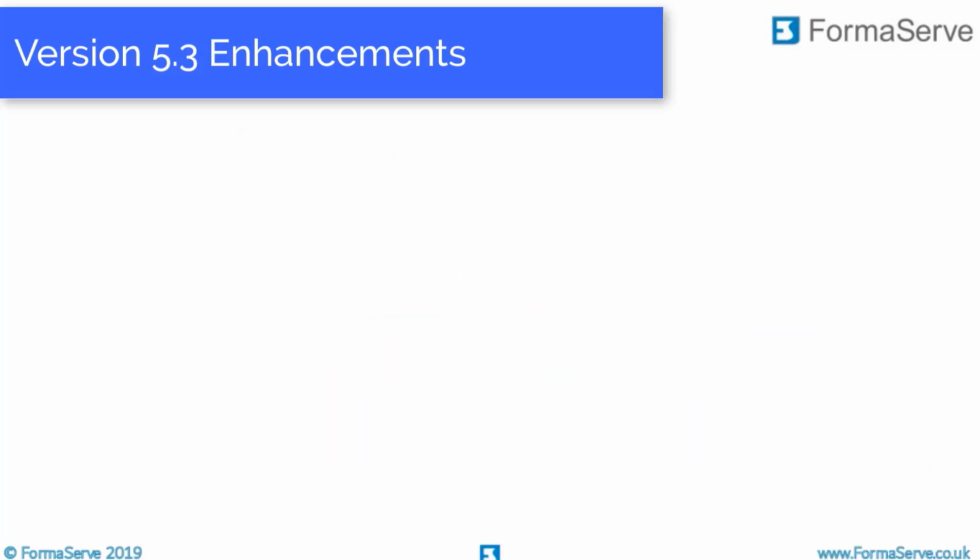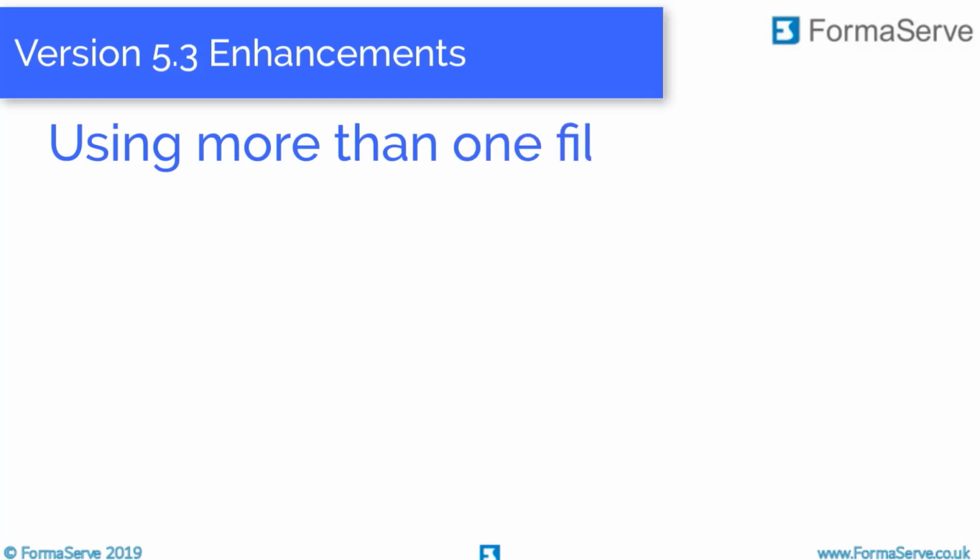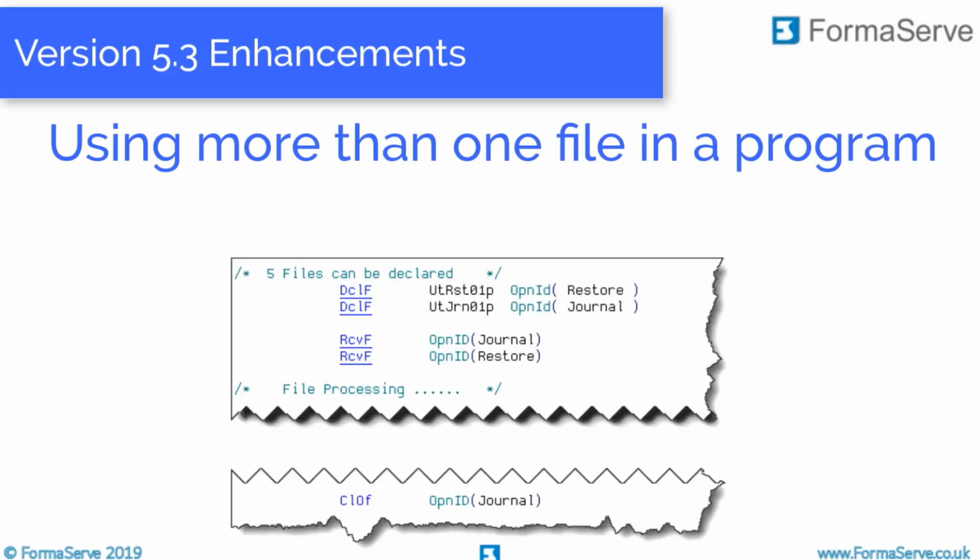Now on to the next one, which is using more than one file in a program. Right up to version 5.3, if we needed more than one file in a program, we had to have multiple programs. Open one file, call another program that opened another one, and so on and so on. Well, not any longer. We can now have a maximum of 5 files in a CL program, at last.